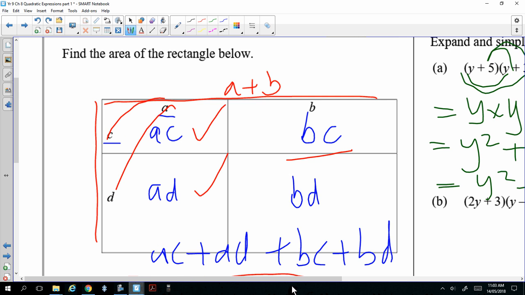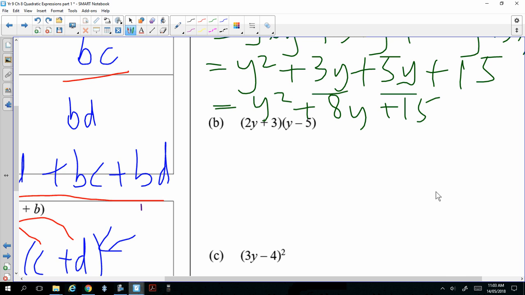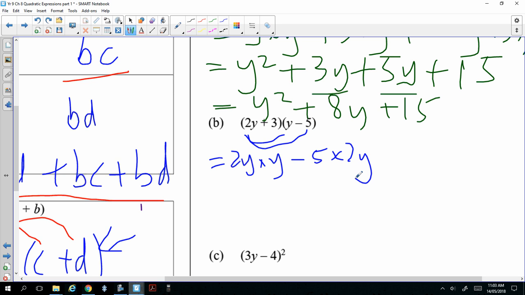Okay, so you can have some harder ones involving negatives. You just use the same rule. 2y times y, 2y times negative 5, or negative 5 times 2y plus 3y. Okay, so this is how it works.